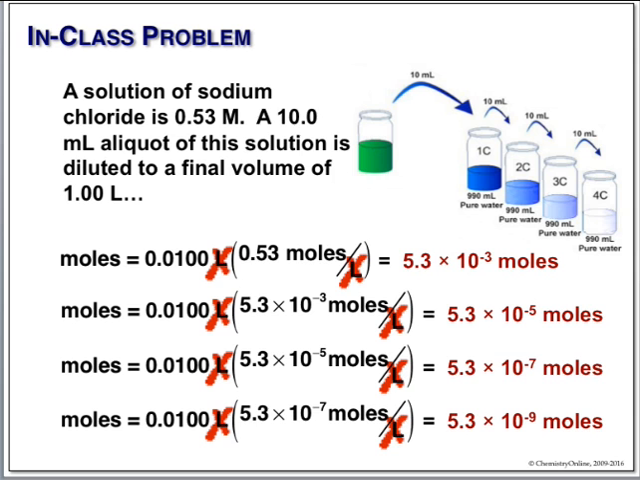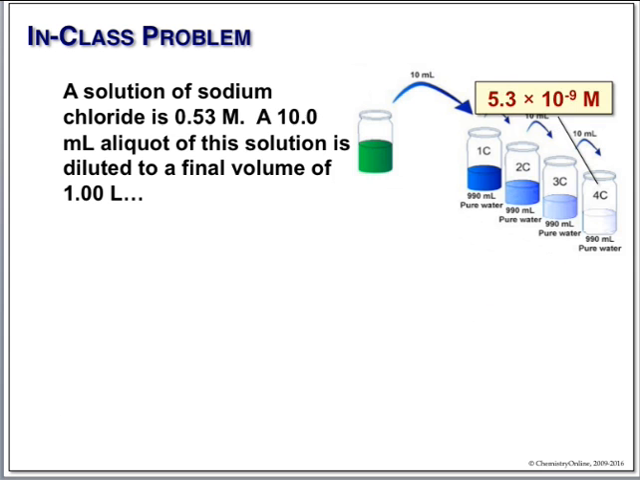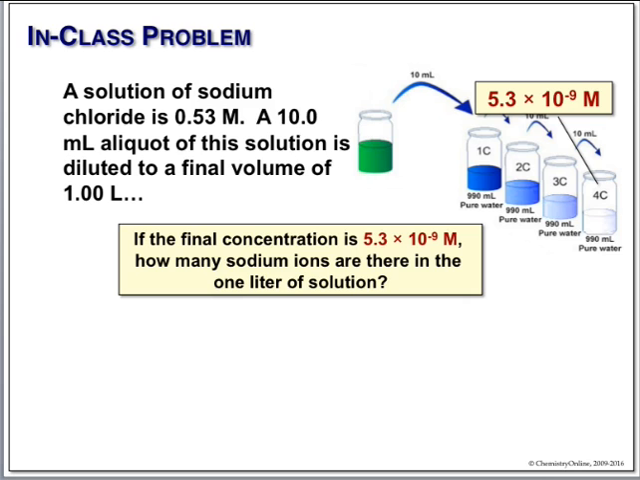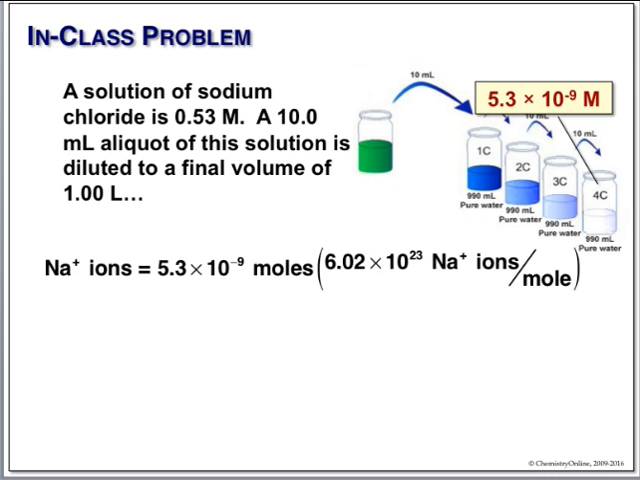Now, what I think is fun is let's look at this solution and ask the question: how many sodium ions are there in 1 liter of this solution? How do we do that? Well, because we know Avogadro's number, right? So we know how many moles, and we know how many ions per mole. Now it's simple. Just multiply this times Avogadro's number, sodium ions per mole. Moles will cancel. And this would be, well, we're still at 10 to the 15 sodium ions, even though we've diluted the heck out of this.